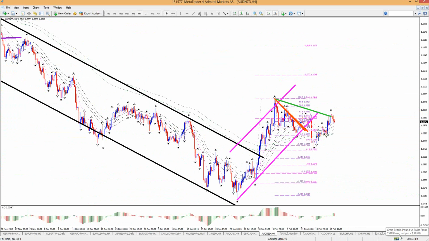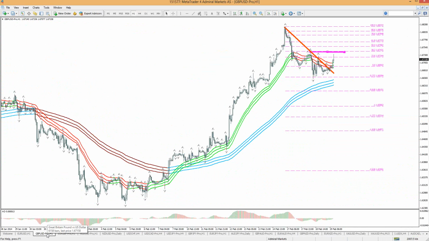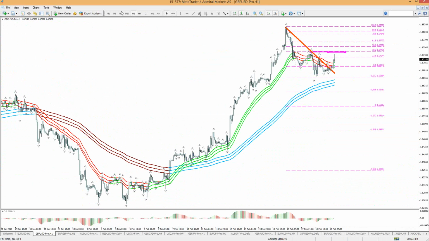For me personally, I like the pound yen, I like the euro yen, I like the pound aussie, I like the pound dollar, I like the dollar yen, but basically need some confirmation first. First, the news event, of course, as you can imagine.